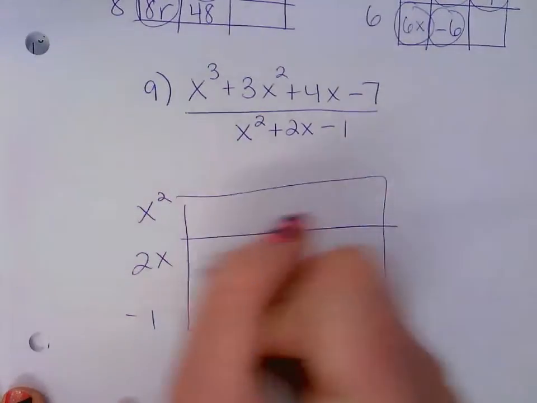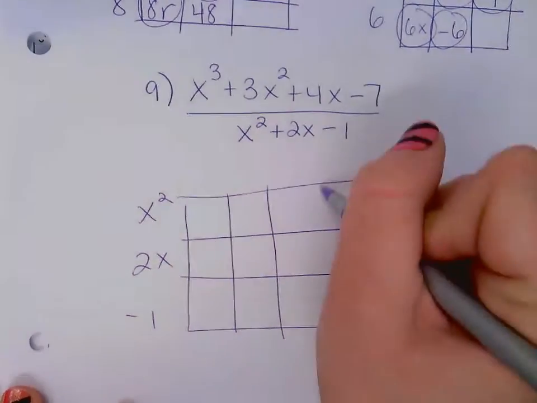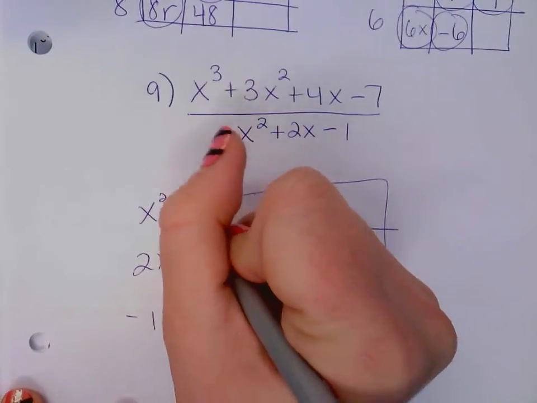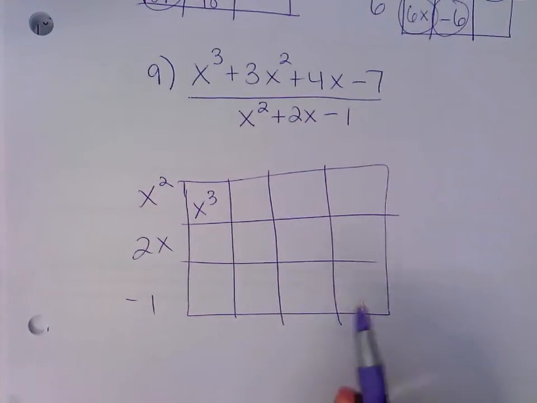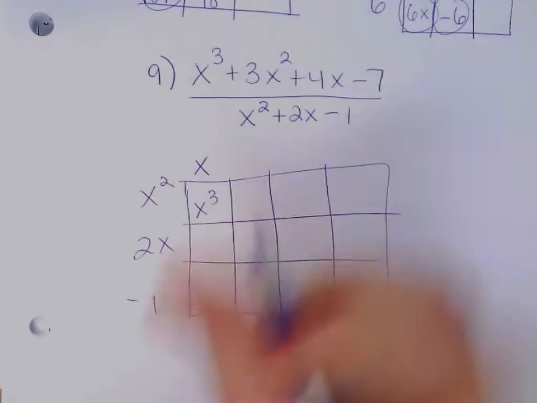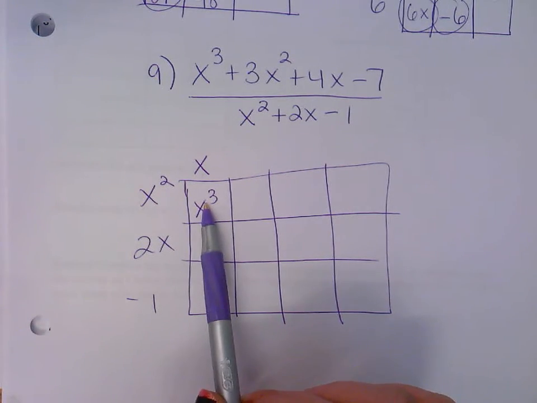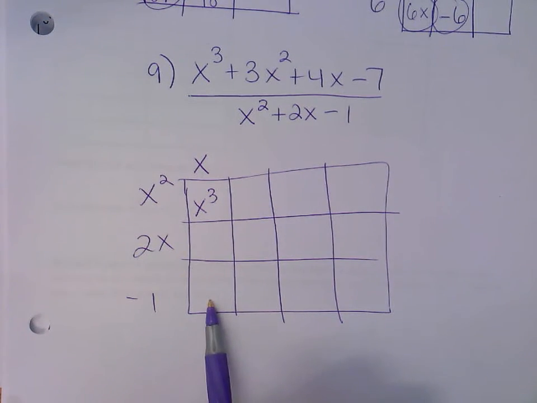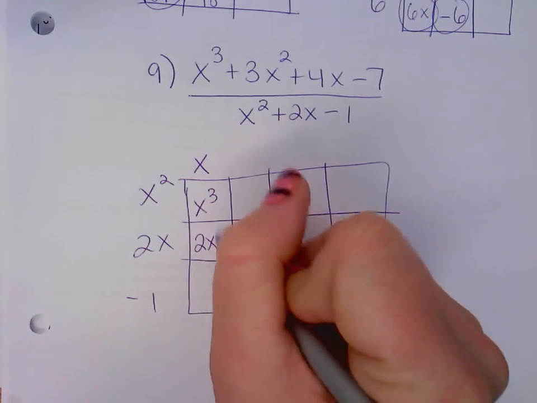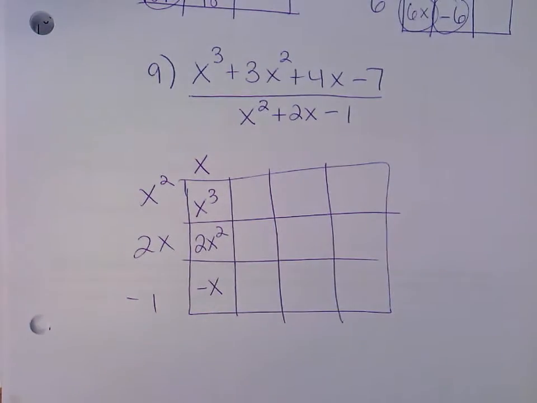So you've got your 3 rows this time, and you've got your x cubed going in the top left. So see how right away all you need is an x. So it's just going to be a linear quotient. So x times x squared is x cubed. You do the 2 boxes below it. So you'd get 2x squared and negative 1x.